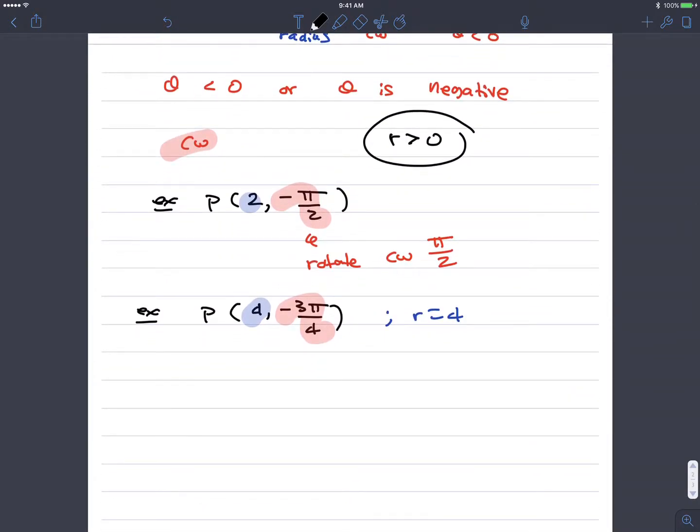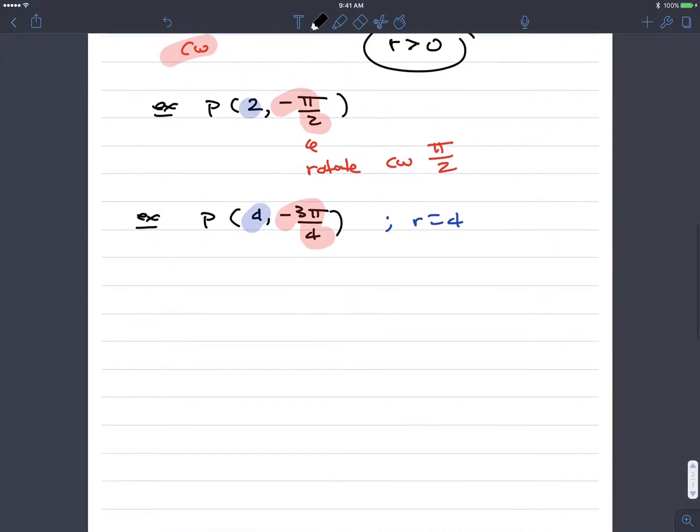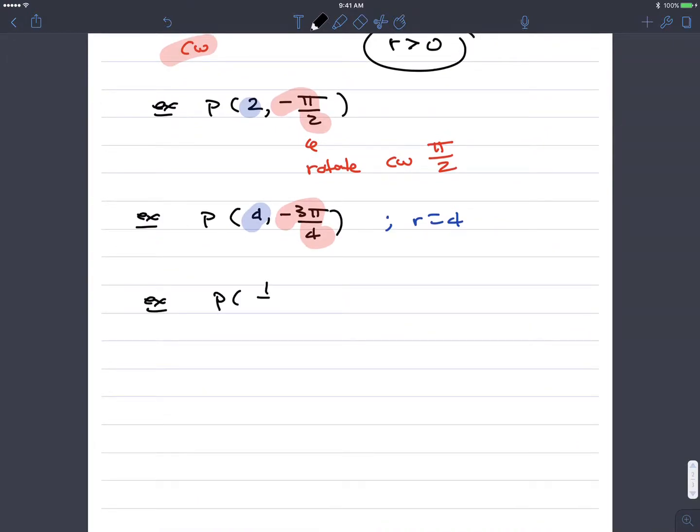What do you guys think? Is that pretty good? Not bad? All right, should we do some more? Let's give you an example. What if the point was (1/2, -3π/2)?